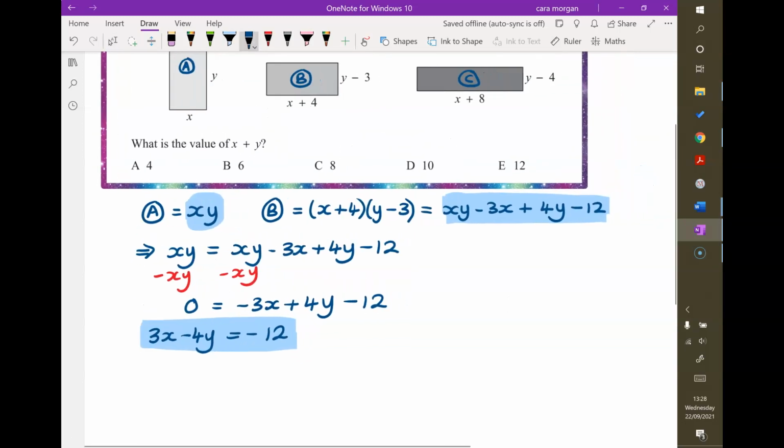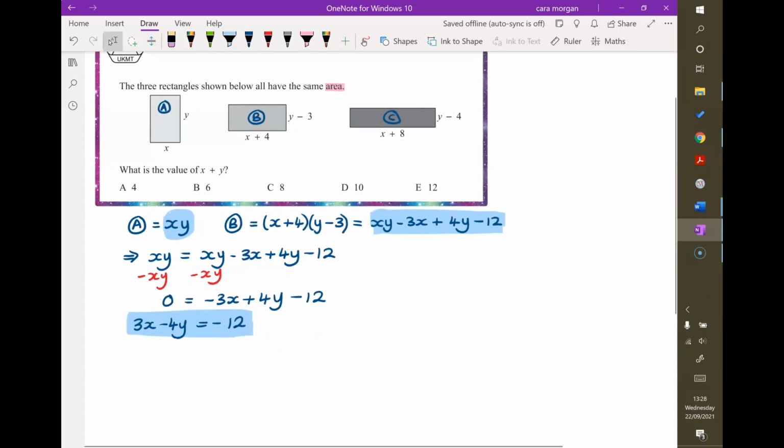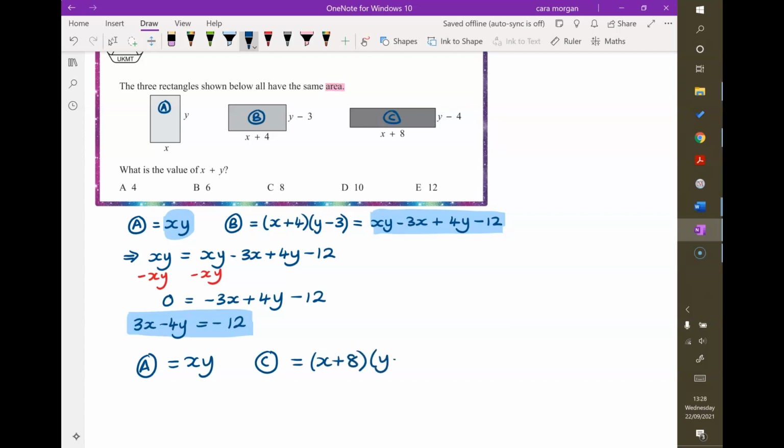I'm just going to have to zoom out slightly for this. So I'm going to start with the fact that area A is xy again, and area C is x add 8 multiplied by y subtract 4. If I multiply those two brackets out, I get xy minus 4x add 8y minus 32.